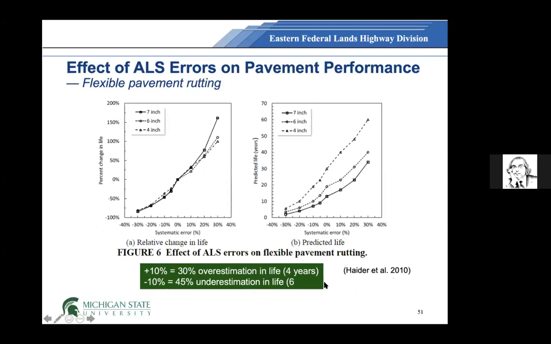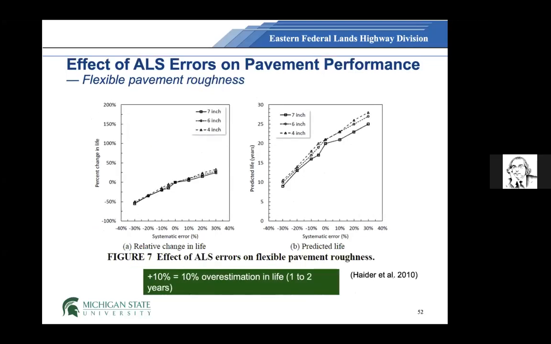Similarly, this is for rutting. If there is a 10% bias in your data, you will estimate 30% overestimation in life, which translates to about 4 years, depending on whether it is a thick or thin pavement. And if there is a negative bias, there will be 45% underestimation. So what this is telling us is that with negative bias you will underestimate and you will under-design your pavement.